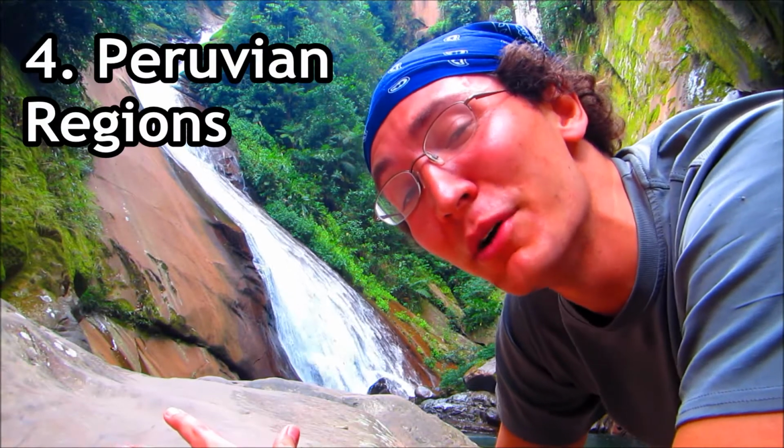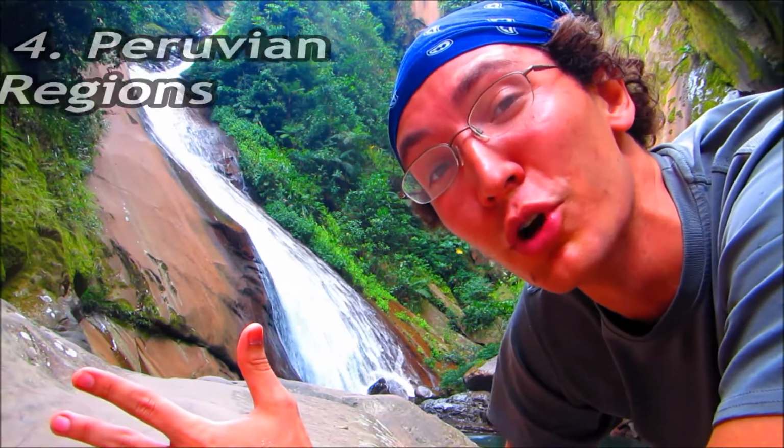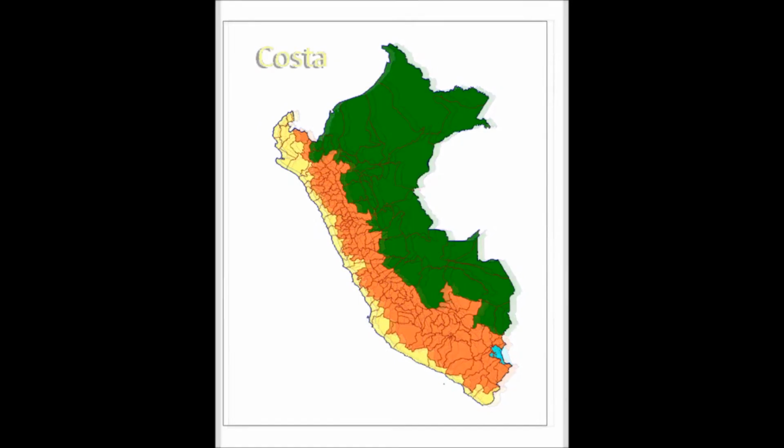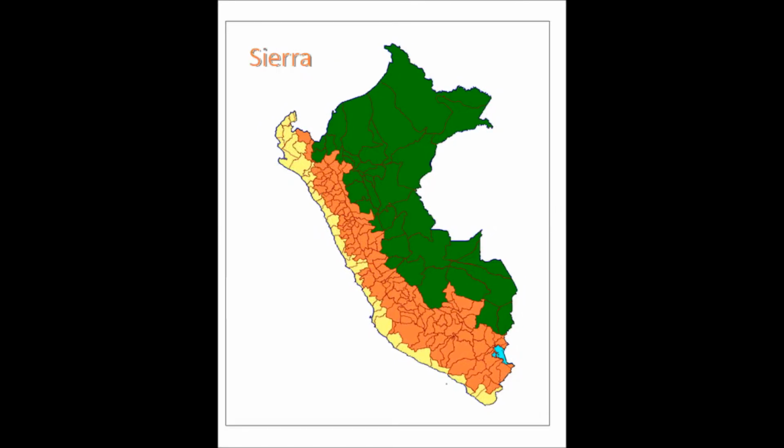Now let's break down some of the different regions here in Peru. Generally speaking, Peru can be broken into 3 main regions. Costa, the desert coast, Sierra, the rugged mountain range, and Selva, or Amazonian rainforest region. Right now, I'm in the Amazonia region. The climate is tropical, super hot, and super different than the rest of Peru.